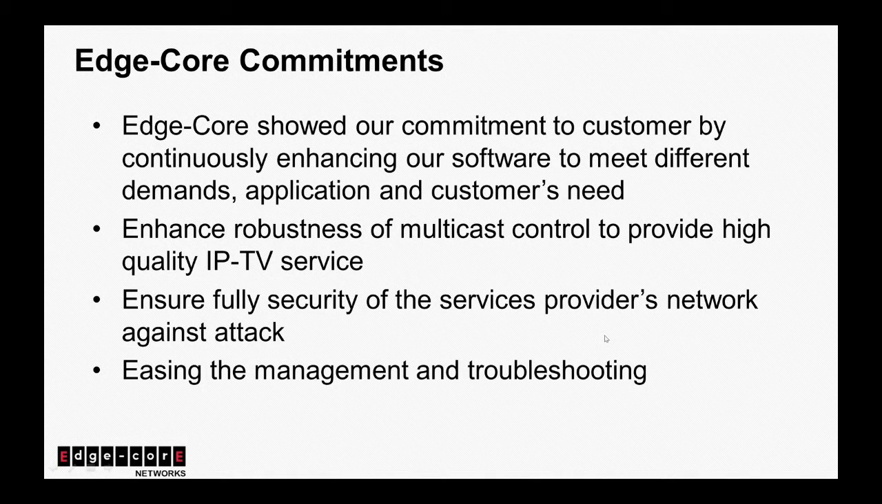And because the ISP and MSO deploy hundreds and thousands of switches, in order to manage this number of switches, we need to provide very good management functions. So we provide a very complete SNMP MIB, so the service provider can develop software to control many of the switches at one time, for automation and auto provisioning.